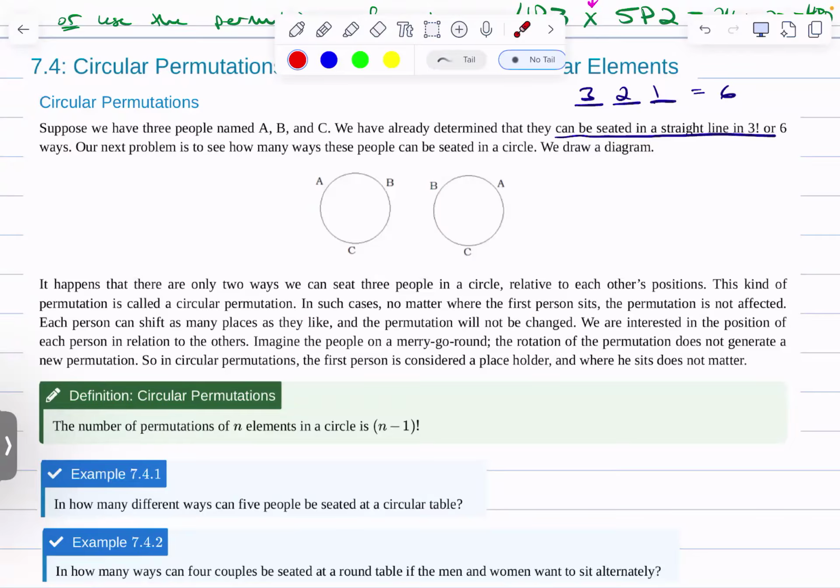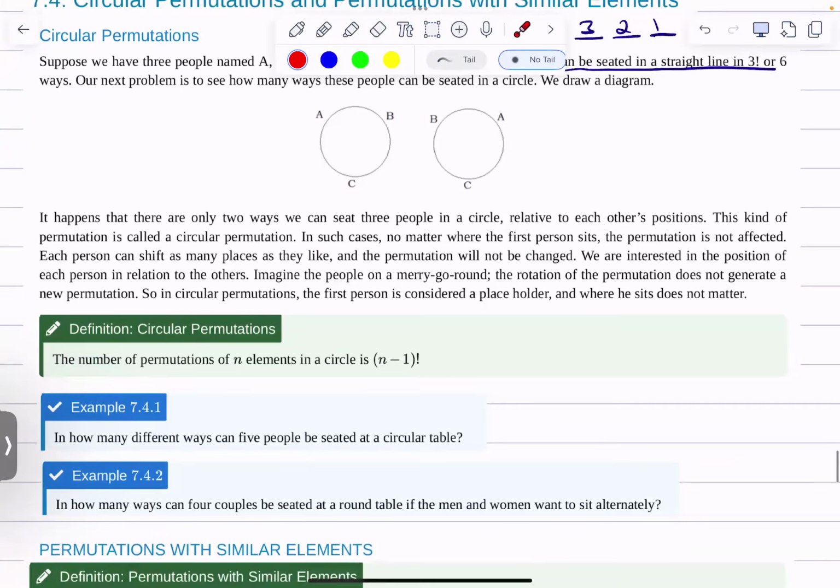In circular permutations, the first person is a placeholder. So you just pick one person, and then there's only one option for that placeholder. It doesn't matter where on the circle they sit. And then we talk about how everyone else behaves after that.